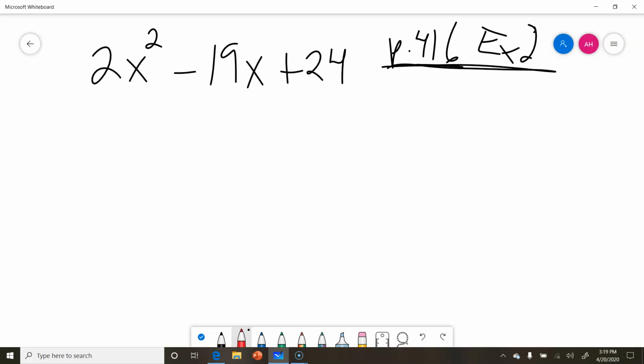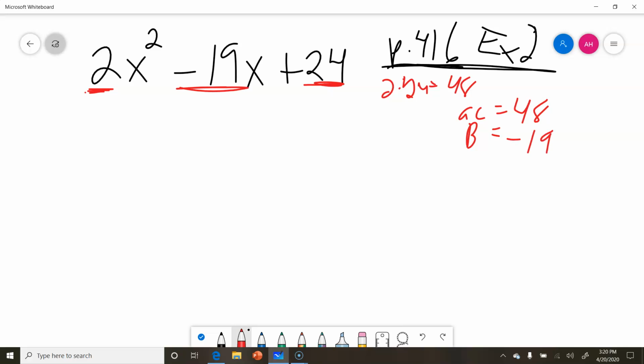Okay, now I do the same thing. I'm trying to find what is this number times this number. Well, 2 times 24 equals 48. So I know that my AC is 48. That's pretty cold AC, if you ask me. Then I want to know, what is my b? What is the middle term? Well, that's easy. It's negative 19.